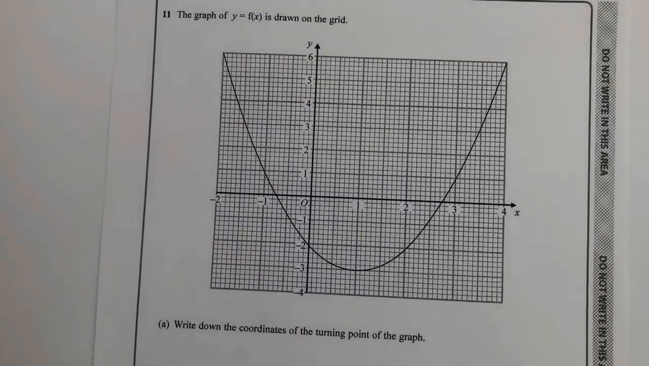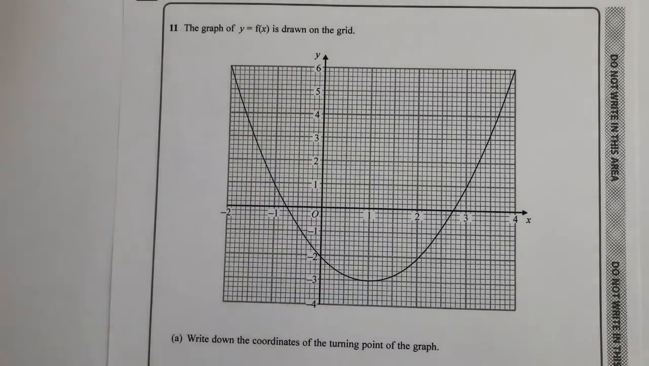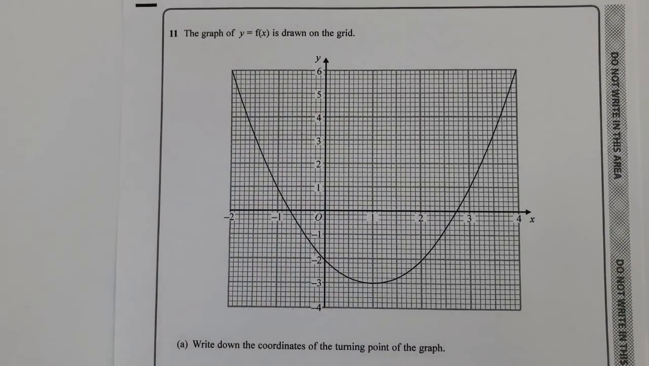In question number 11, we're looking at a graph. And it says the graph of the function of x. It's a quadratic graph, so it could actually be x squared plus 5x plus 6, something like that. So it's a quadratic graph, we think, that's being drawn onto the paper there.